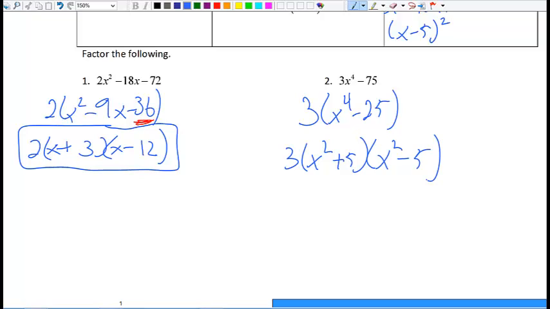And then part of me wants to think, well, I can just keep going with this, but we don't have that situation because we have 5 and negative 5, and those aren't perfect square numbers. So this is as far as we can go as far as factoring is concerned.